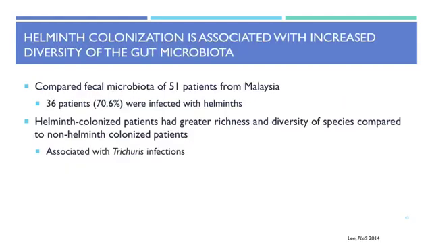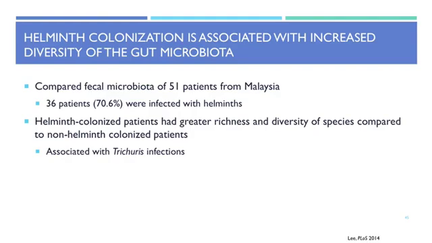But this one, what they looked at was 51 patients from Malaysia, and about 70% of them were just naturally colonized with these helminths. They looked at the microbiome of the groups that had it and didn't. What they saw is the patients that were exposed to these hookworms had a greater diversity, and their bacteria were healthier overall compared to the patients that hadn't been exposed, which is super weird. It was associated with this trichuris type, so there are different types of hookworms, but that was the species associated with more richness and more diversity compared to the others.